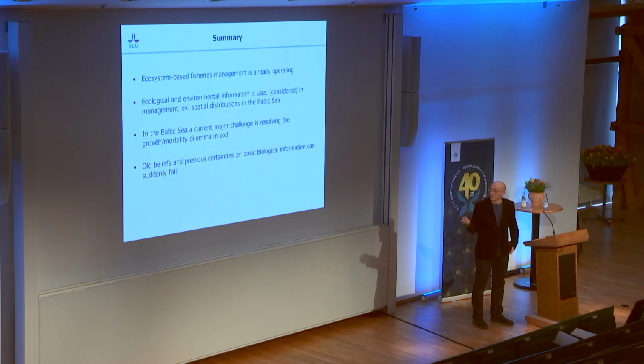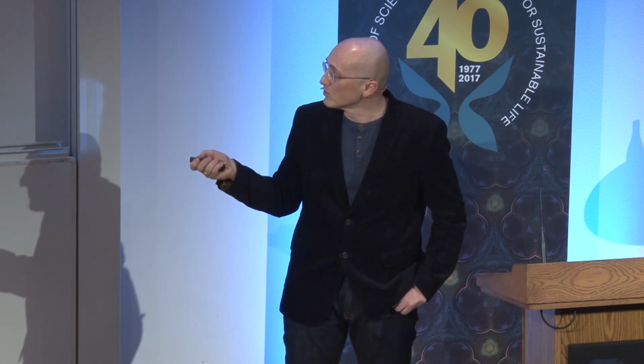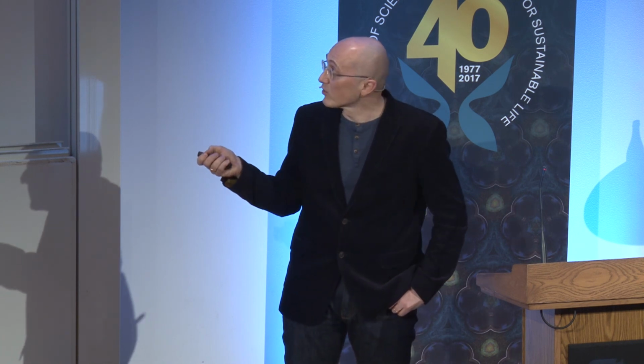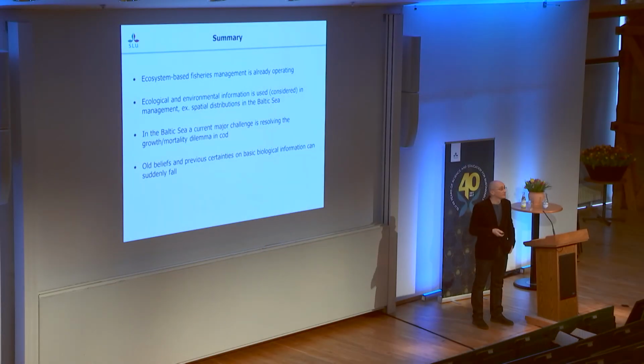Because for many years we based our calculation, our estimation of the population status on the age, so on the growth of the fish. But nowadays we cannot do that anymore because our aging method is not working. So what we need to do is some very basic biological analysis to try to solve this problem before we can solve bigger problems that are related to ecosystem and ecosystem-based management.